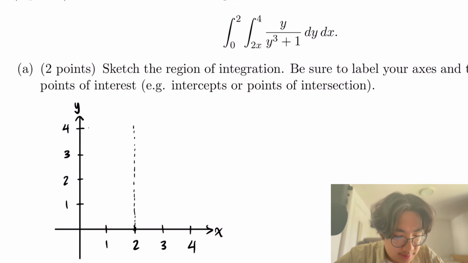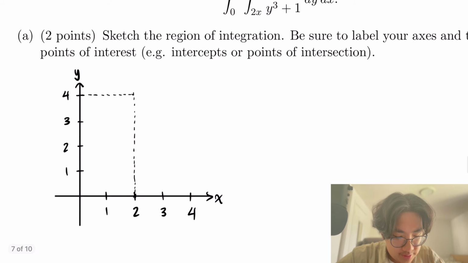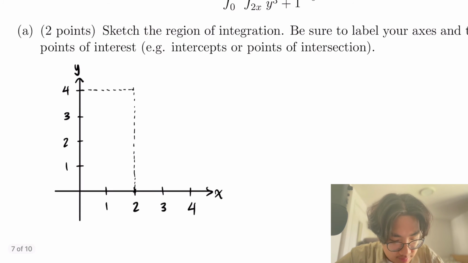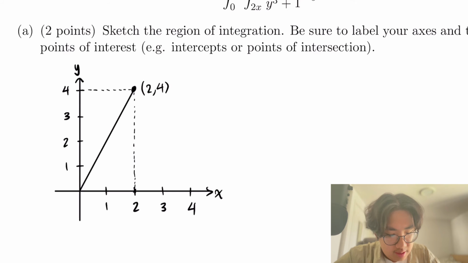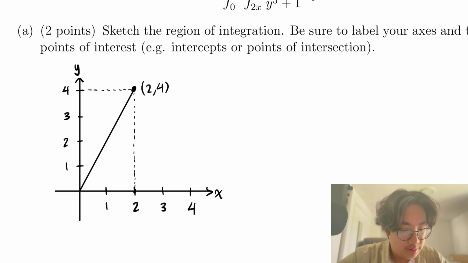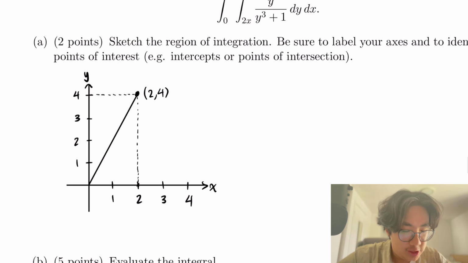So 4 is constant, so we can draw up here. And then 2x, we can also sketch out. So this goes from here all the way to this exact point over here. If you were to label it, you could label this as (2, 4). And this is just a region, of course, and we now also have to determine what the region is. Sorry, I should mention that.